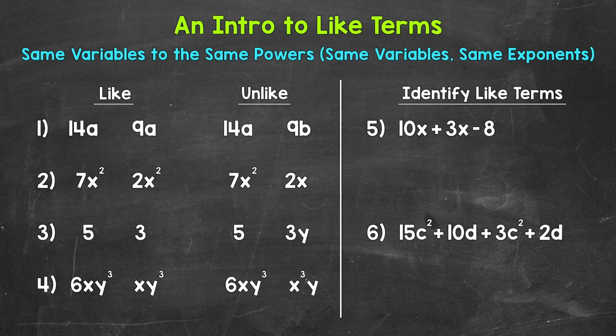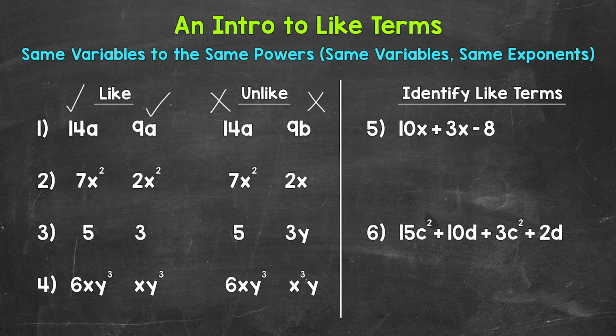Now, as far as these variables being to the same power, if no exponent is shown, that just means there is an exponent of 1. So something is to the power of 1. Anything to the power of 1 is just itself, so we typically don't include that exponent of 1. It's not needed. So that's something to keep in mind. So 14a and 9a are like terms. As far as the unlike terms, we have 14a and 9b.